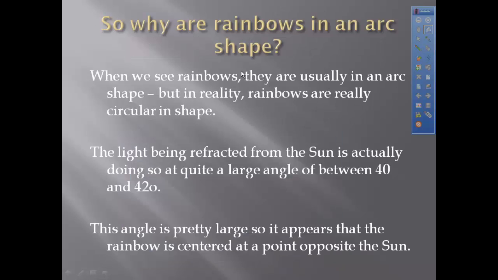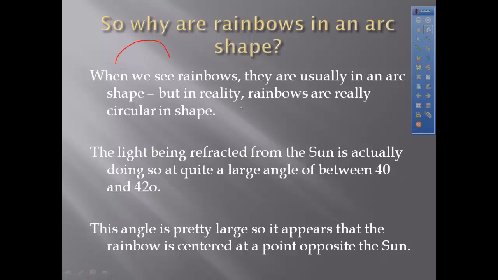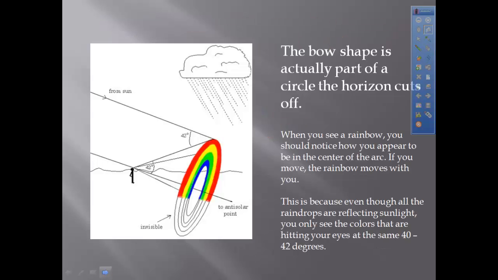Okay, so why are rainbows always in an arc shape? So when we see a rainbow, we typically see a rainbow that comes out in an arc, but in actuality, rainbows are circular. The problem is that we cannot usually see the bottom half of this circle because of the angle that the light's being refracted from the sun.